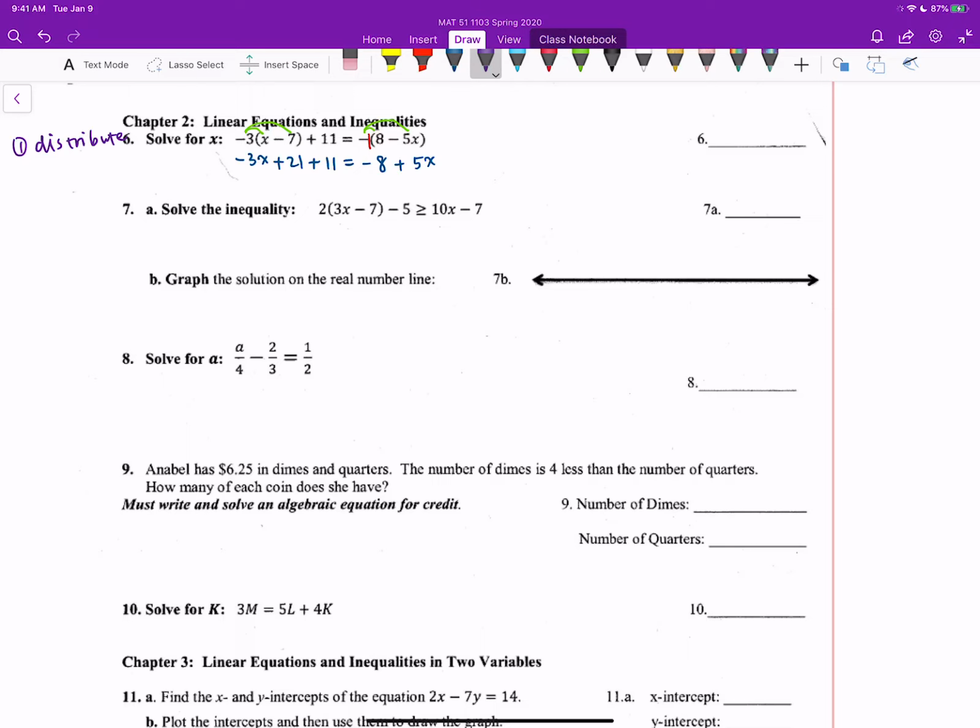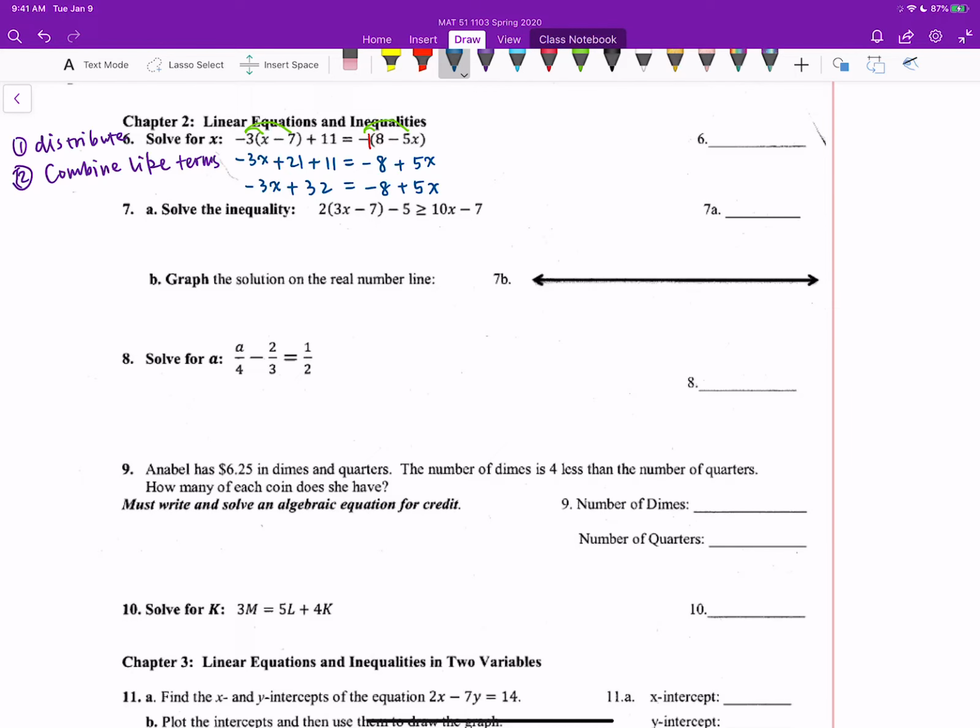Second step, do not move them yet. What we're going to do is we're going to combine like terms. So you're going to check out each side. If we have like terms, we're going to combine them. On the left hand side, we have 21 plus 11. Those two are like terms. If you add them, you get 32. On the right hand side, however, we don't have any like terms, so we cannot do anything.